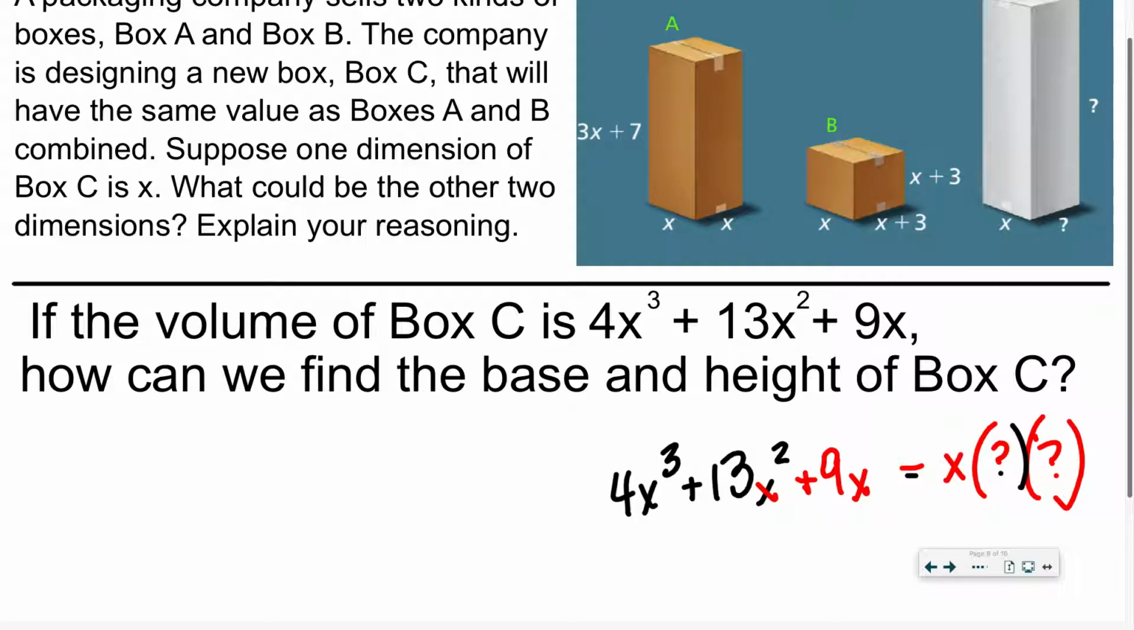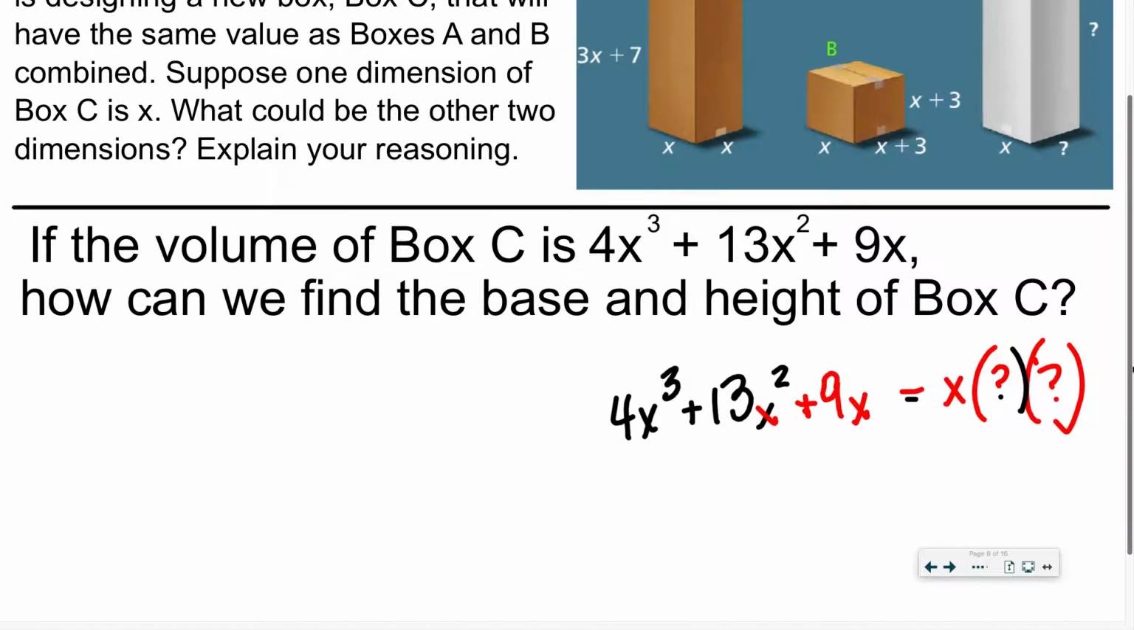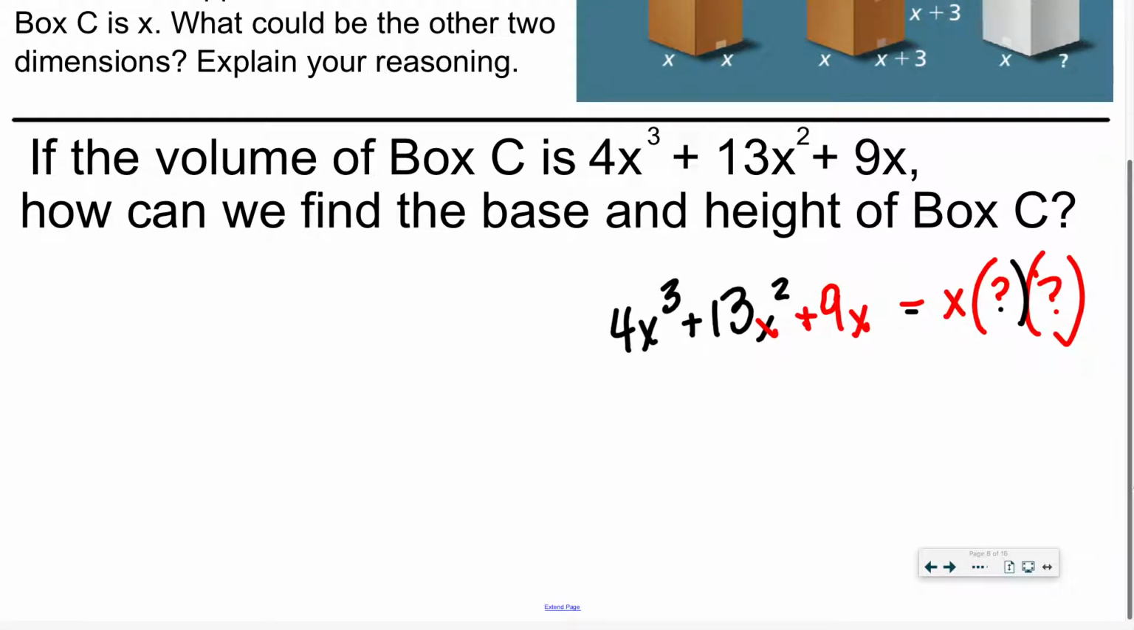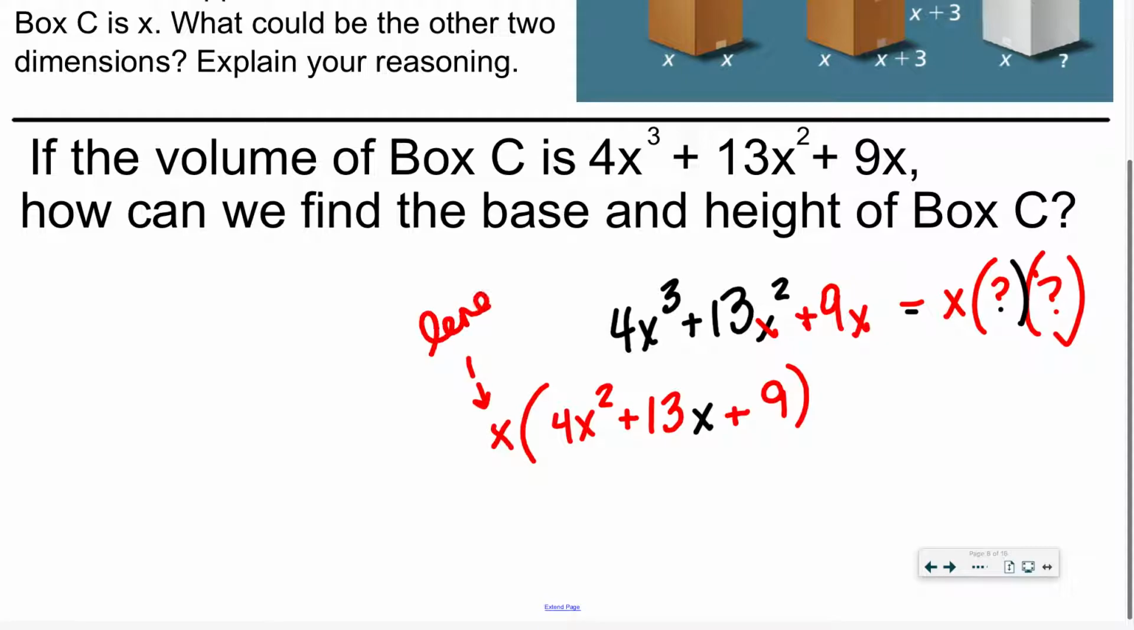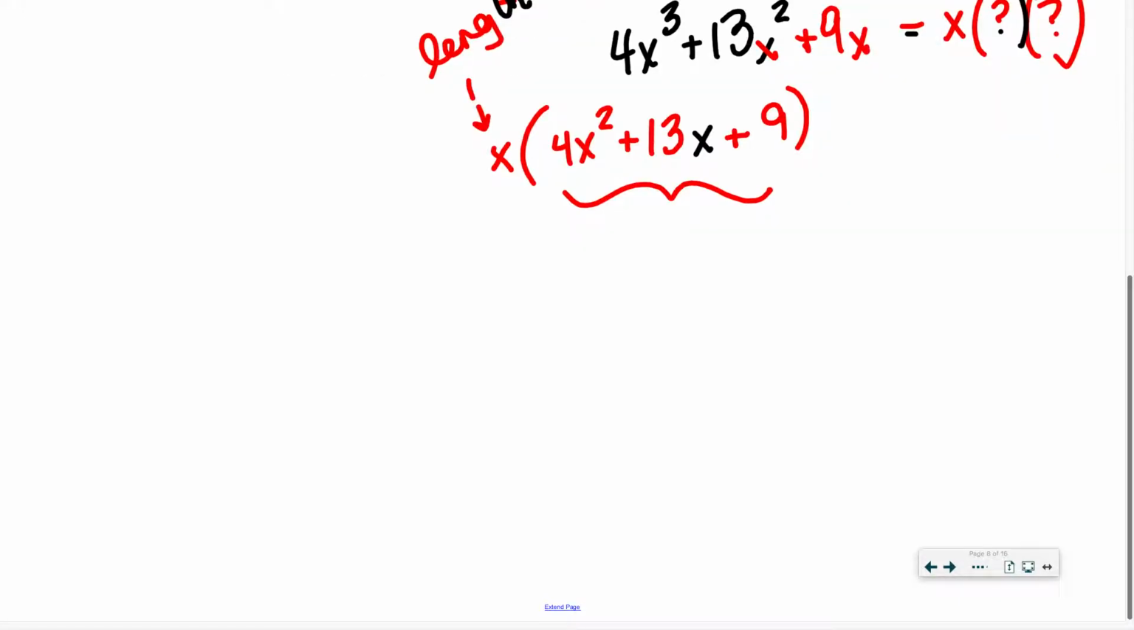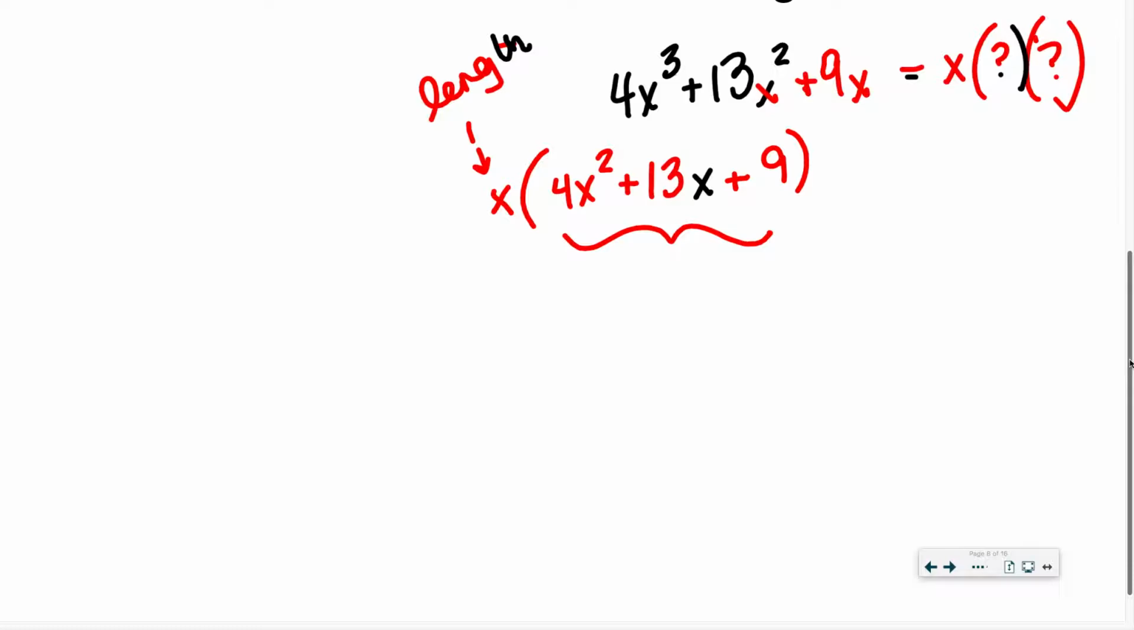I can factor out an x. Right? If I factored out an x from this expression, what would I have? Just 4x squared plus 13x plus 9. So now I know that if this is the length, what does this represent? If the x is the length, then what does this whole thing represent?